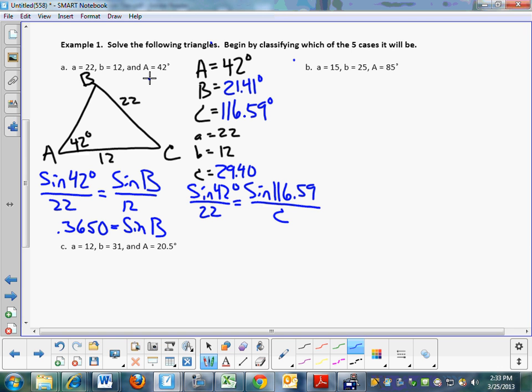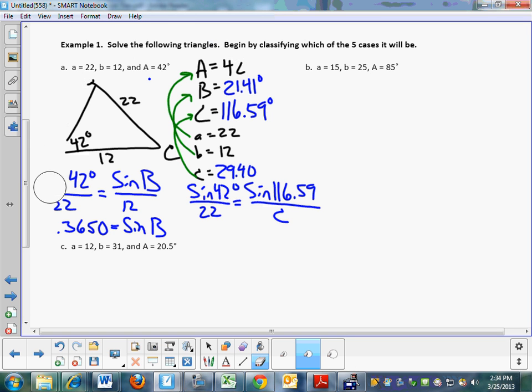How can I check to see if my answers are reasonable? Yeah, so this is the biggest one right here, C. Well, that matches to the biggest angle. And then the middle, and then the smallest. Okay, any questions? Okay, we set up the next one.